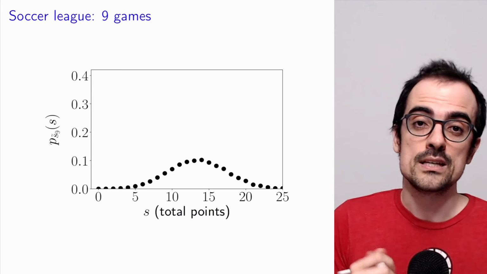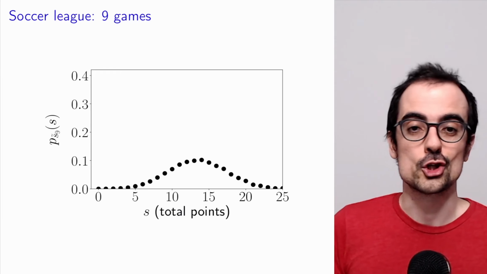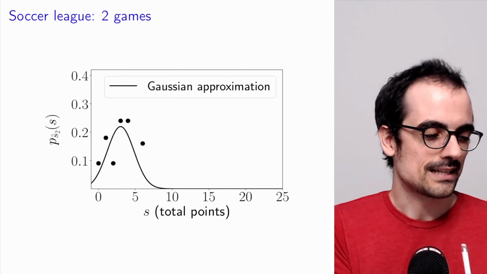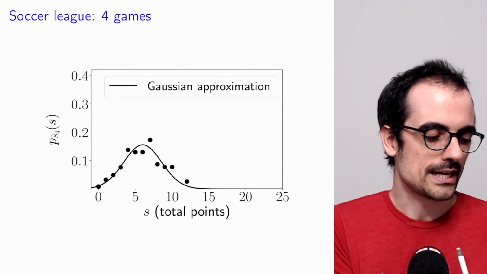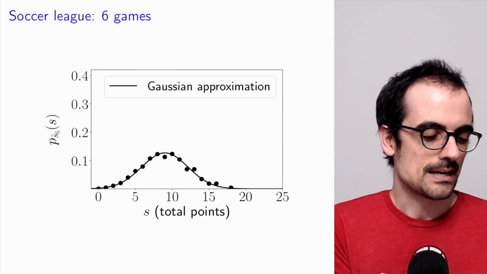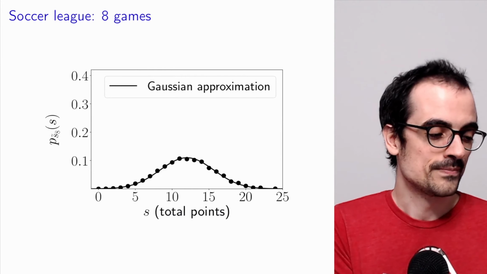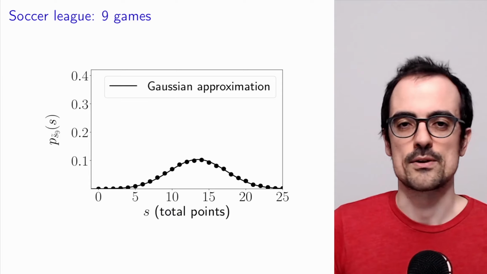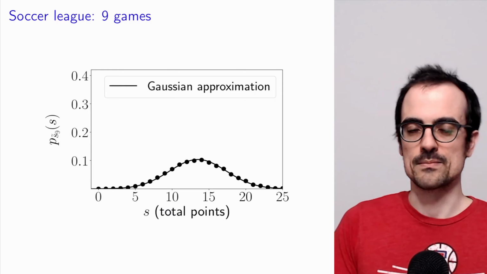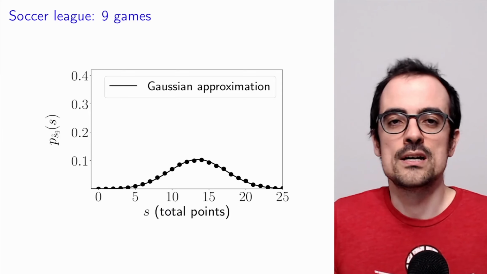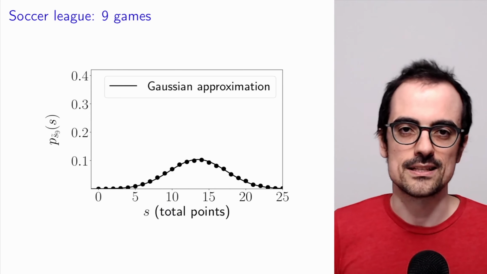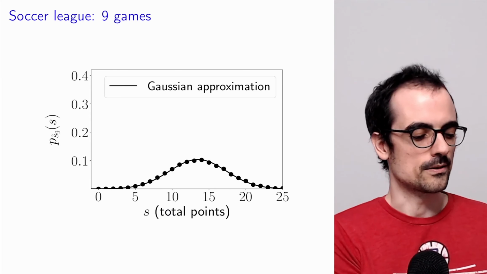In fact, if we put a Gaussian on top of these PMFs, we see that at the beginning, obviously, the approximation is not great, but eventually the approximation is actually pretty good. In this example, by the way, each individual PMF corresponded to the number of points gained by a soccer team in a game, and then we look at how many points they gain over several games. The details are in that specific video.